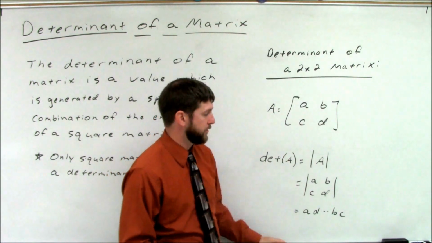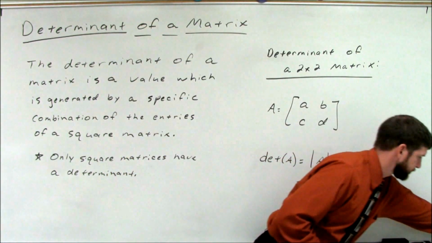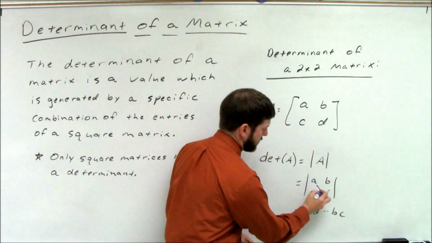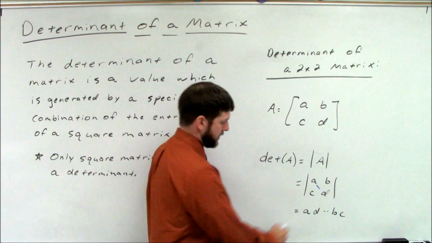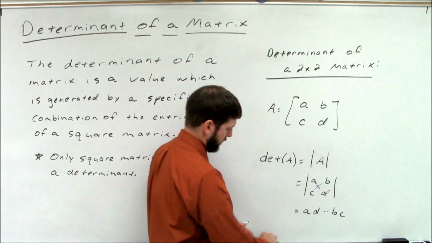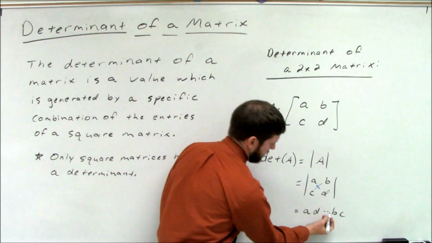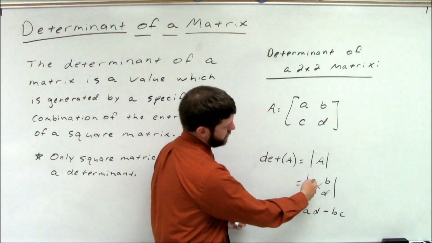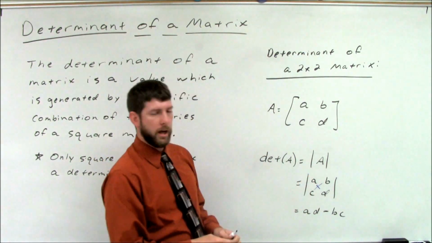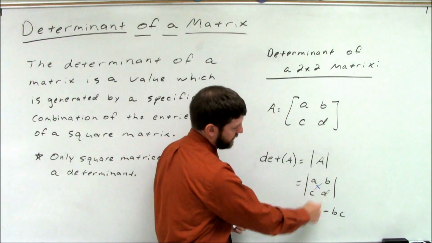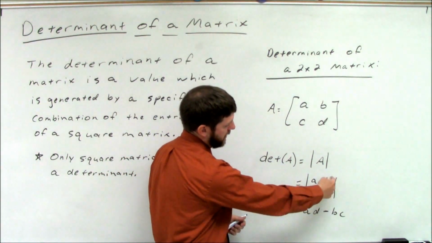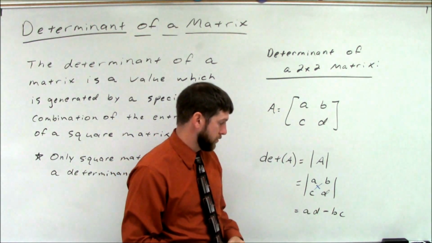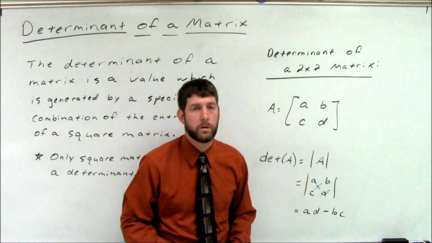The way we actually calculate the determinant is to take the product of the diagonals, a times d, and the product of the other diagonal, b times c, and subtract them in that order. You're always going to start with your top left diagonal product minus the right side diagonal product. And that's your determinant of a 2 by 2 matrix.